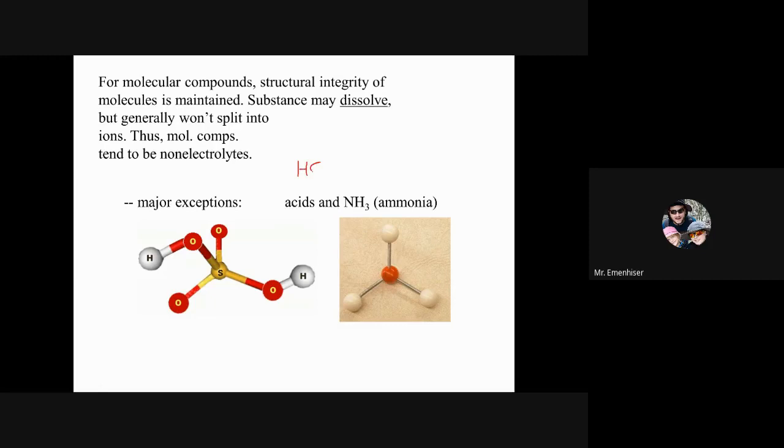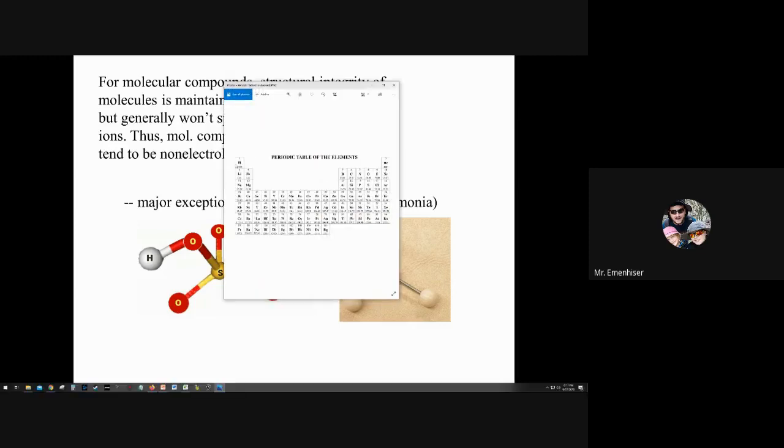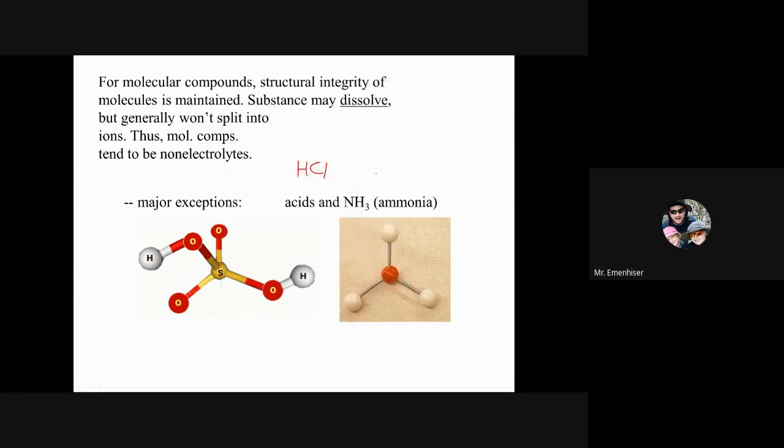HCl is hydrochloric acid. Notice that it's hydrogen and chlorine. If we look at our periodic table again, hydrogen is right here, a non-metal. Remember, hydrogen's a non-metal. He's over here with the metals, but he is a non-metal. And then chlorine's right here, non-metal. So two nonmetals hanging out, it's definitely a covalent compound. And it is a strong electrolyte, so it's an exception. Most covalent compounds are not strong electrolytes, but acids are, because acids break down in water.